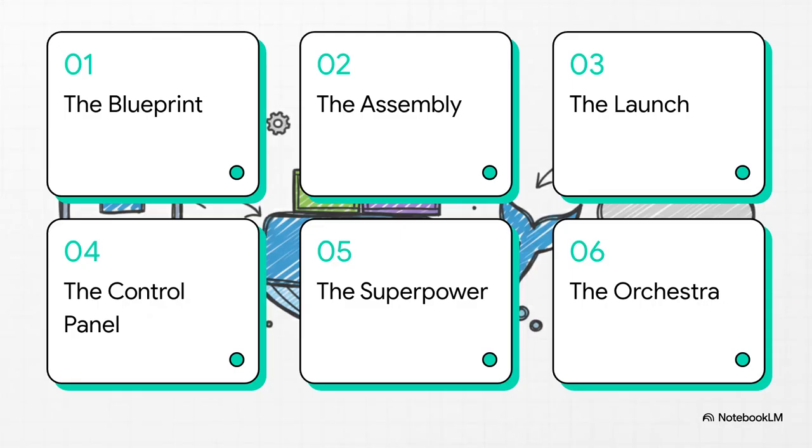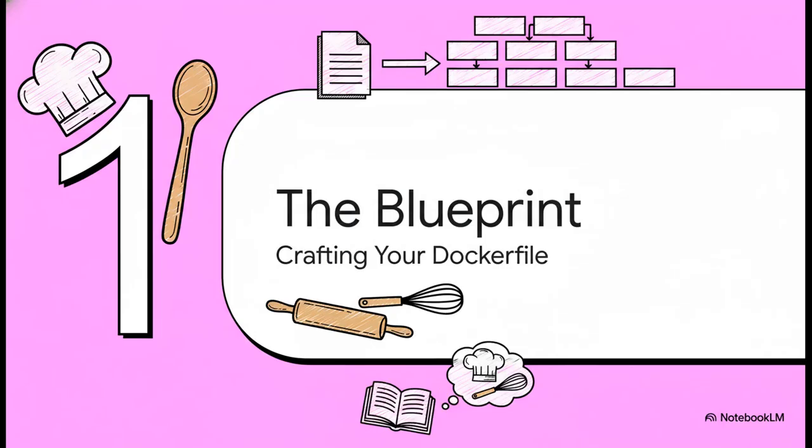So here's the game plan for our journey today. We're going to start with the absolute foundation, the blueprint, which is your Dockerfile. Then we'll see how to assemble that blueprint into something called an image. After that, the fun part, we'll launch it as a running container and learn how to actually manage it. Then I'll show you the real magic, live reloading. And finally, we'll learn how to conduct a whole orchestra of services using Docker Compose. Ready? Let's do it.